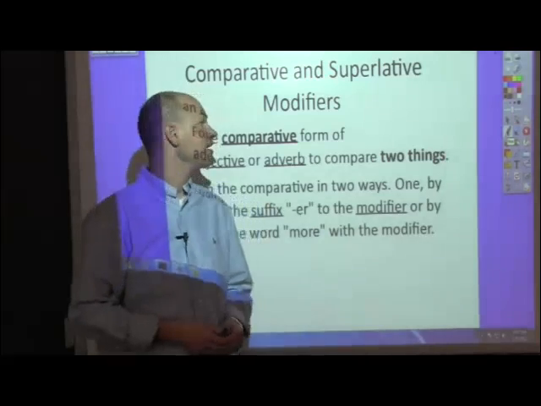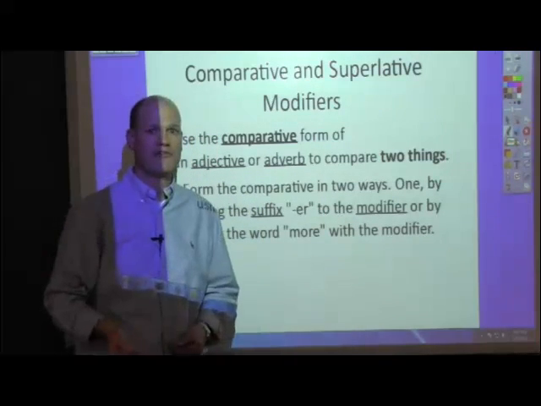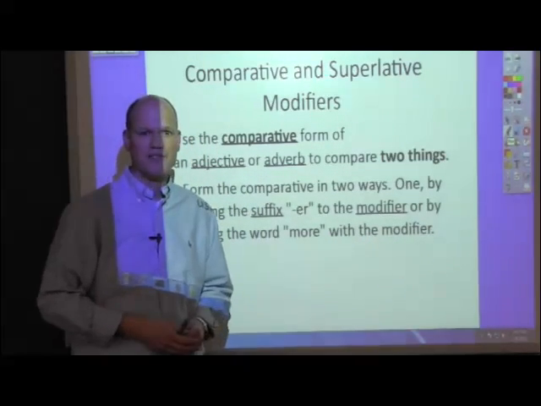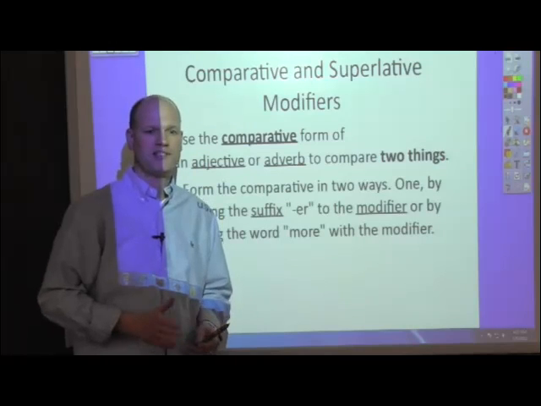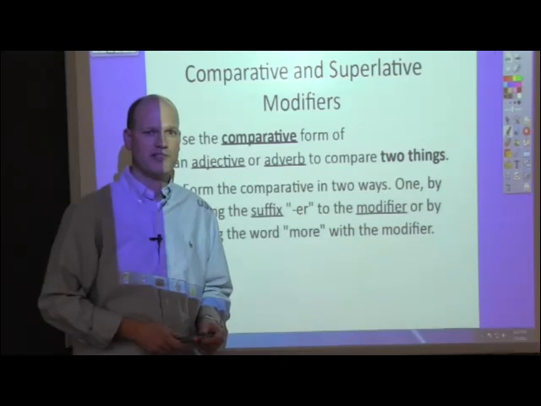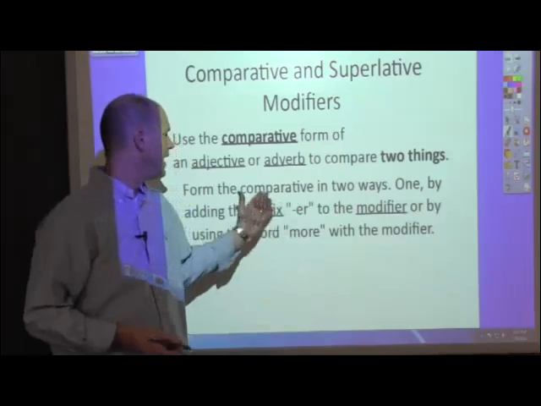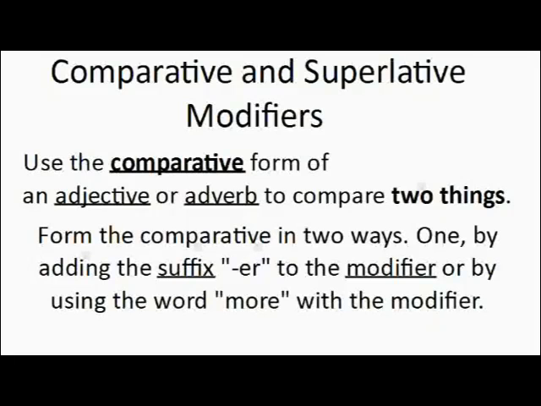Okay, we're going to go ahead and take a look at the comparative and superlative modifiers. By themselves, they're pretty easy, but the ACT's got a couple of different ways that they'll present them that could trip you up a little bit. As a definition, you use the comparative form of an adjective or adverb to compare two things. You form the comparative in two ways: one by adding the suffix er to the modifier, or by using the word more with the modifier.